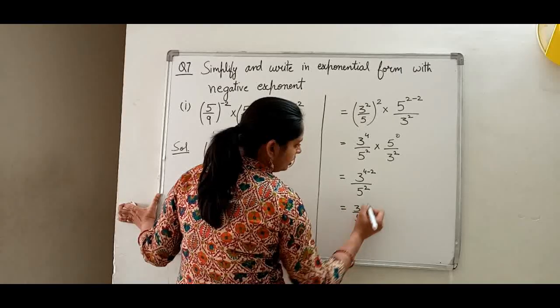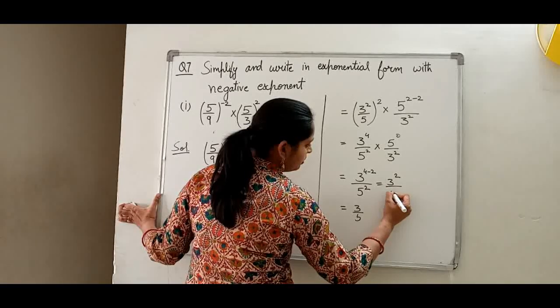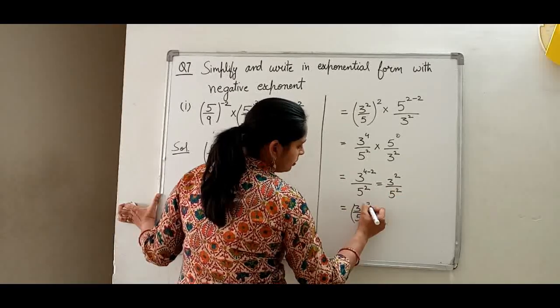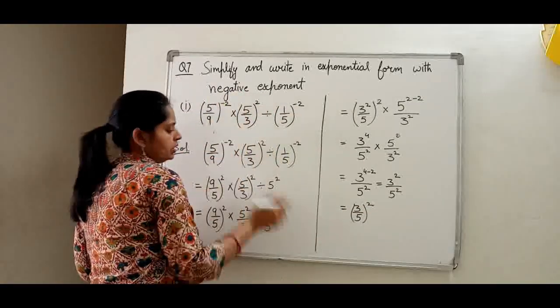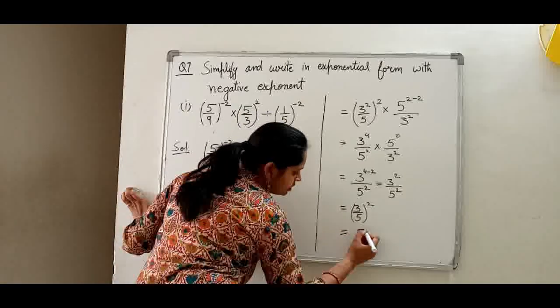3 upon 5, or you can write 3^2 upon 5^2, which is equal to (3/5) whole to the power 2. But the question is saying to write the answer with negative exponent. To get the negative exponent, what do we have to do? We have to take the reciprocal for this.